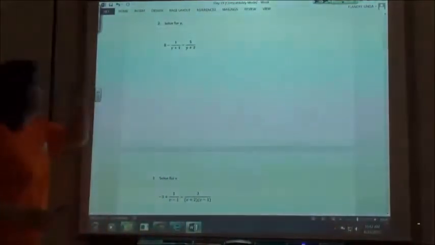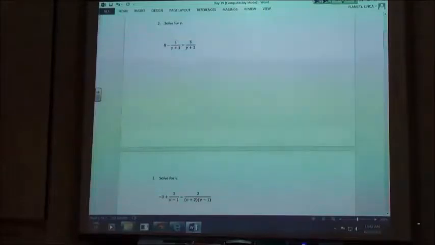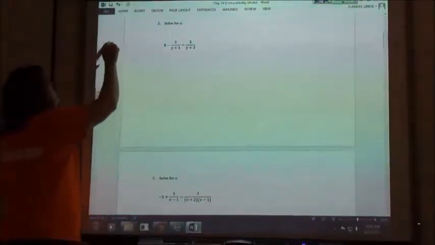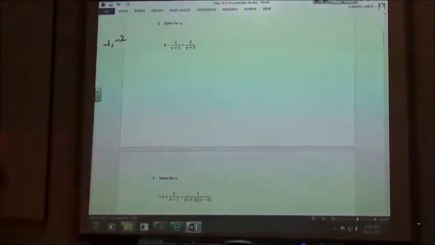And so again, number 2, if I check my restrictions first, what 2 values can't I have in the denominators? Negative 1 and negative 2. So if I would get either of those answers, I'd have to cross them off and say can't have those.